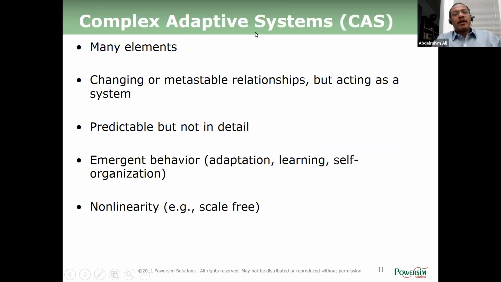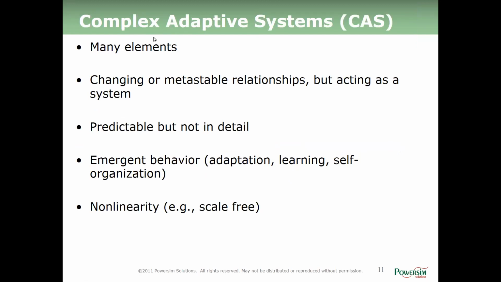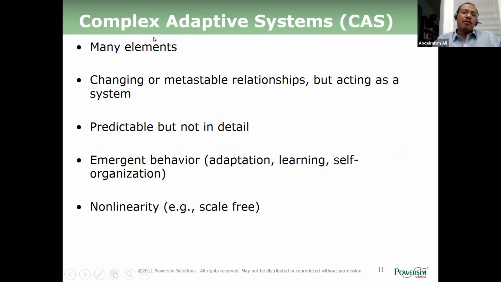The fourth one is the complex adaptive systems. And this is the main area of implementation of system thinking. In the complex adaptive systems, there are many elements.